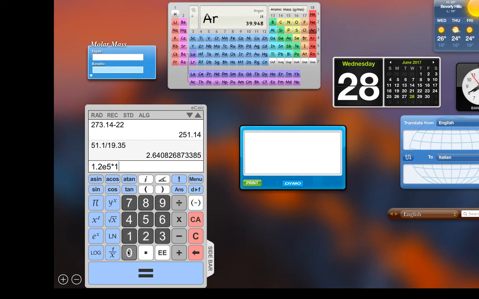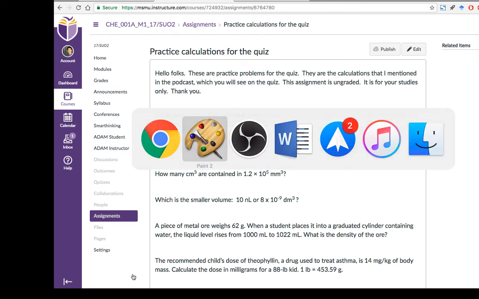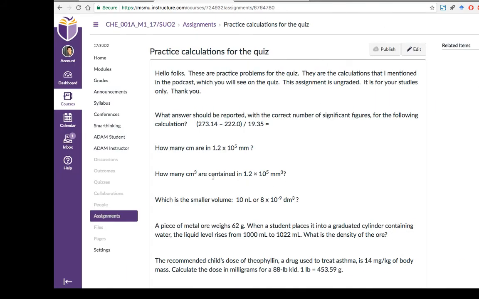So times 100 divided by 1,000. That's 12,000. So my answer here is 12,000. 12,000 what? It's not that, because it's crossed out. It's not that, it's not that, it's not that, it's that. 12,000 centimeters. If you want to get all fancy, you can say 1.2 times 10 to the 4 centimeters. Great. Next problem. It's the same problem, except everything is cubed.